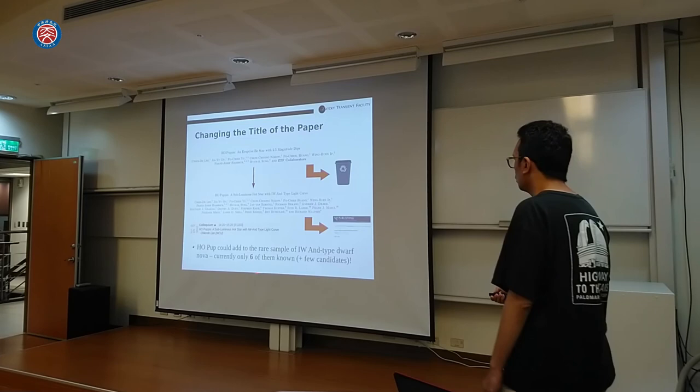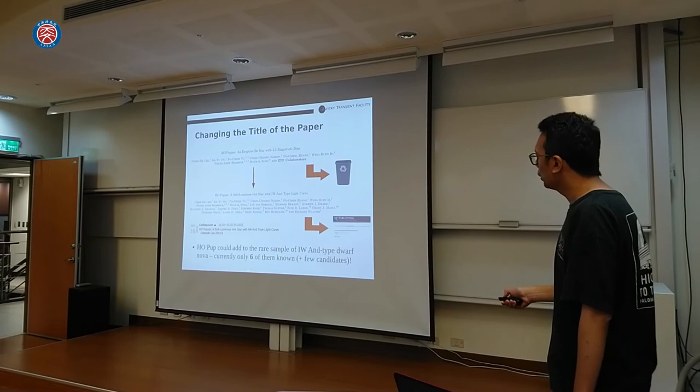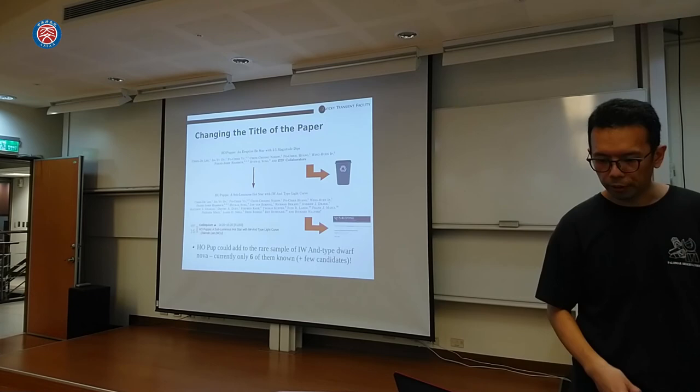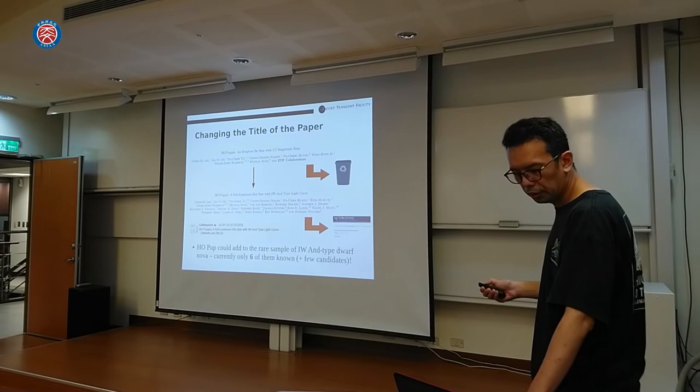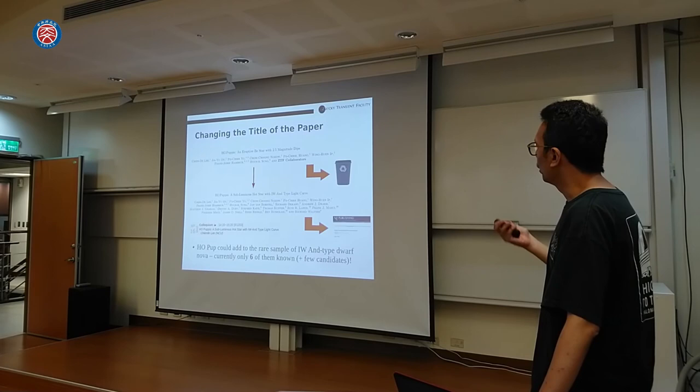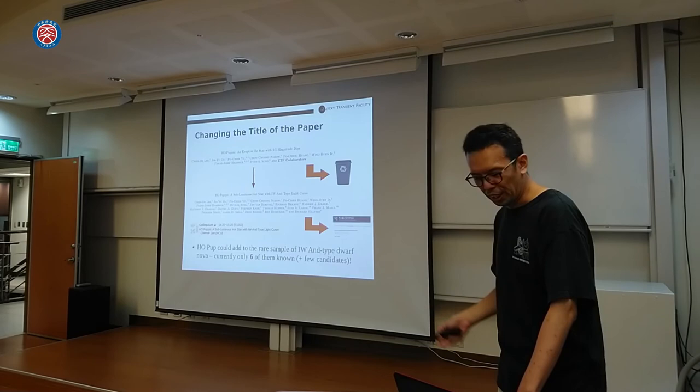So why is this guy so special? For this type of dwarf nova, there are only six of them currently known. So this guy actually is the seventh of this family. So in this case, it's quite a rare object. Okay. So there's one lesson we learn from here. Don't believe what you see. You thought it's a Be star, it ends up it's not a Be star.